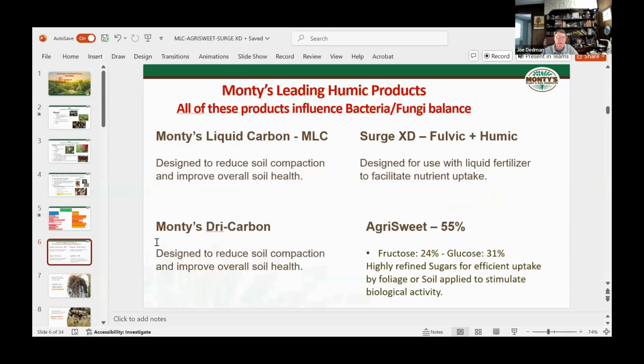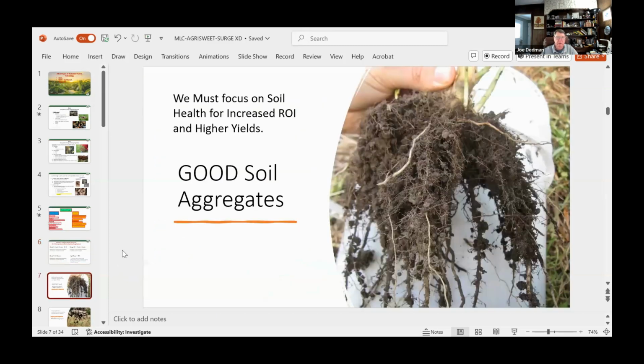Then we got into the products, the MLC, the Surge, the Dri-Carbon, and the Agrisweet product. And by the way, the Agrisweet product has the use of two different forms of sugar that the biology loves as well as the plant. And then we got into the soil aggregates. This is what you want to see in that root mass underground with these tiny root hairs on it. And the soil is holding together, the structure is holding together.